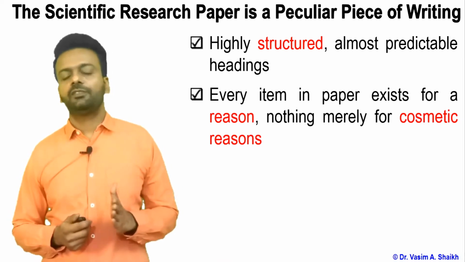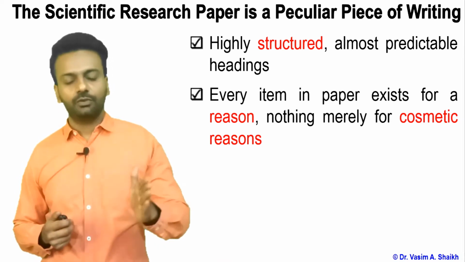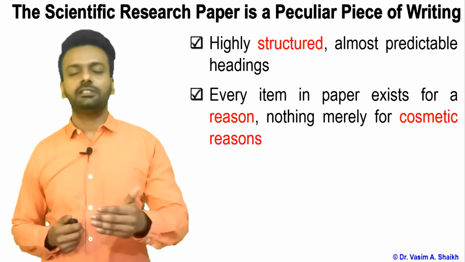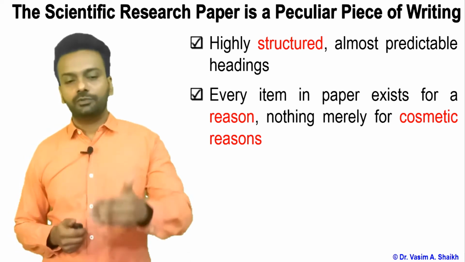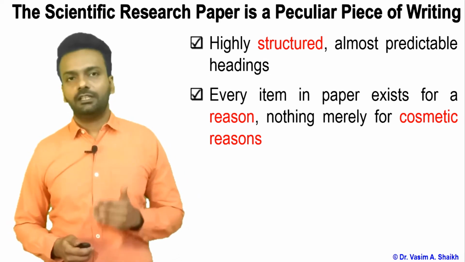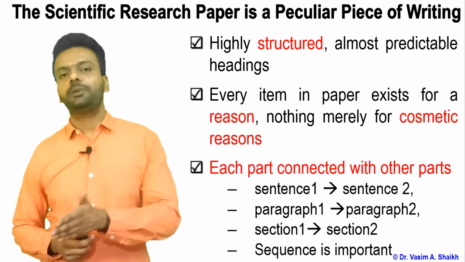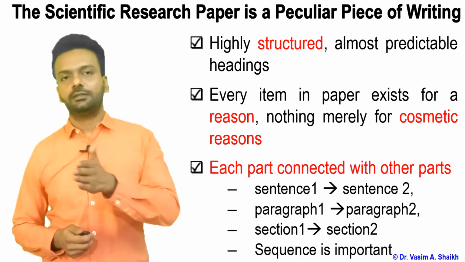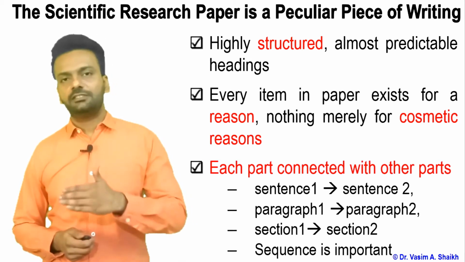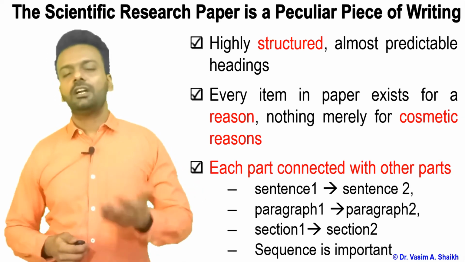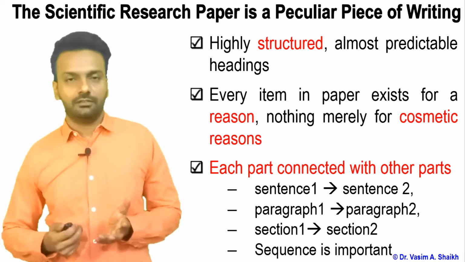So once we know that it is from a good journal, and then you go through the figures, you know that it is there for a reason and it carries a lot of information. Then next, each part is connected to the other. Suppose paragraph 1 is connected to paragraph 2, sentence 1 is connected to sentence 2. Each and every section is connected to each other. Something new you can't find in between somewhere.